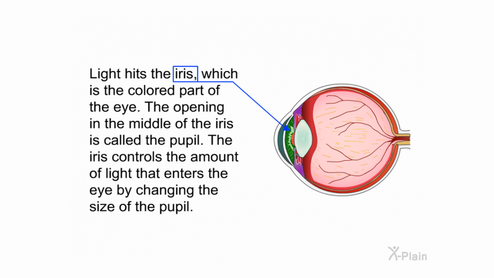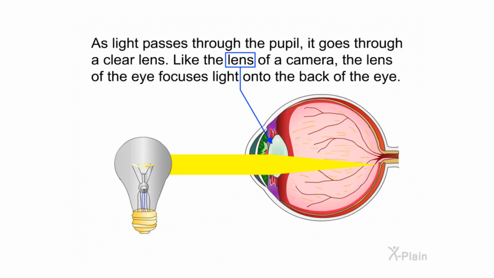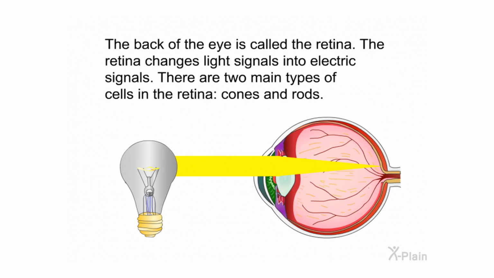Light hits the iris, which is the colored part of the eye. The opening in the middle of the iris is called the pupil. The iris controls the amount of light that enters the eye by changing the size of the pupil. As light passes through the pupil, it goes through a clear lens. Like the lens of a camera, the lens of the eye focuses light onto the back of the eye.